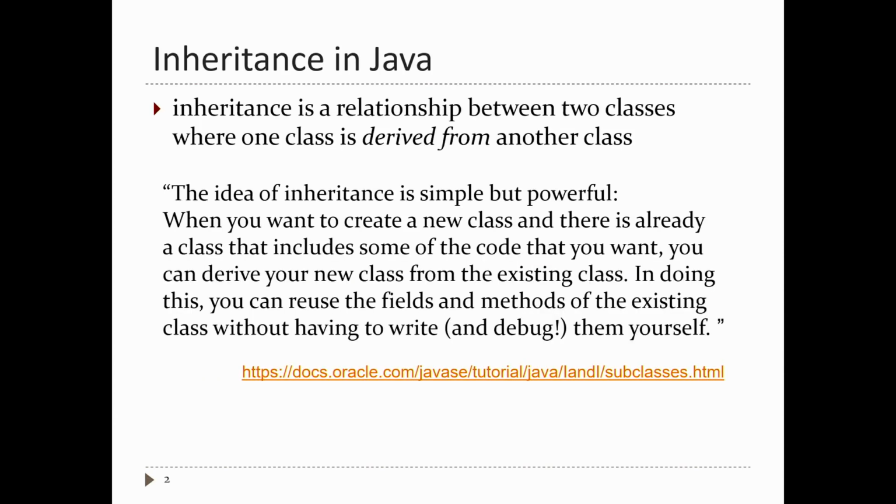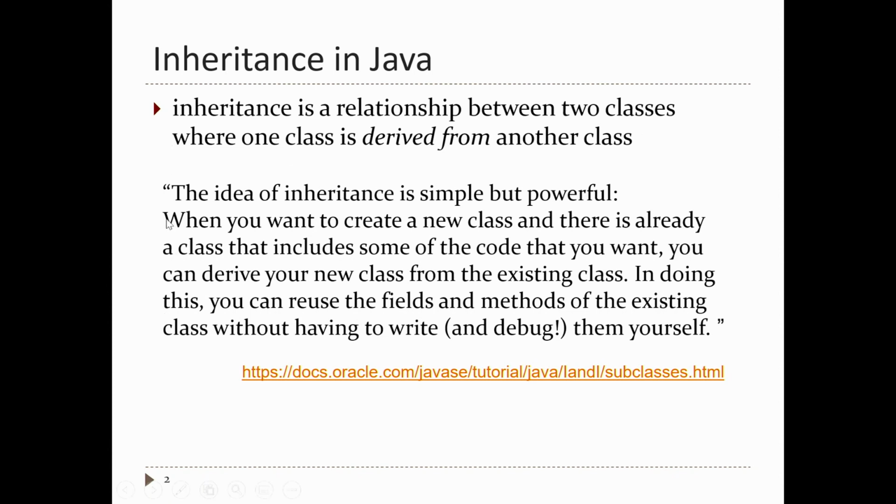Now, we've already talked about relationships between classes: dependency, association, aggregation, composition. The strength of the relationship between classes increases from dependency towards composition. There's one more important relationship between classes that's actually stronger than composition, and that's called inheritance. Inheritance is a relationship between two classes where one class is derived from another.